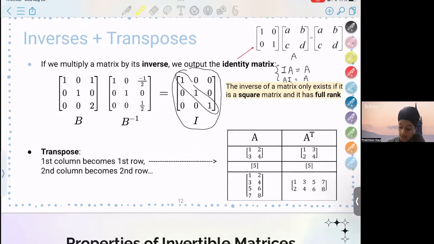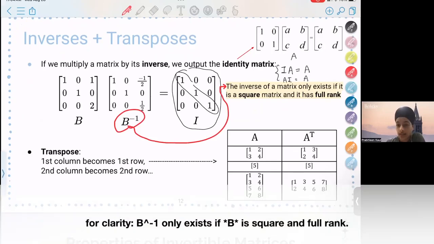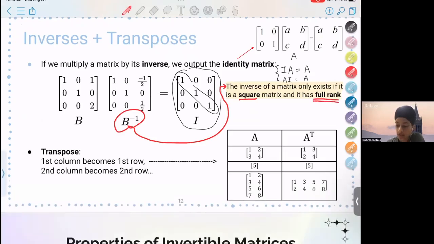Importantly, the inverse of a matrix only exists if it's a square matrix and it has full rank. So the inverse, that's this right here, to make that arrow clear. Full rank meaning, like we just talked about, all the columns are linearly independent. We'll be doing some work later in the semester where we need to know if a matrix is invertible, and so these are some of the requirements for a matrix to be invertible. So it's good to keep in mind.